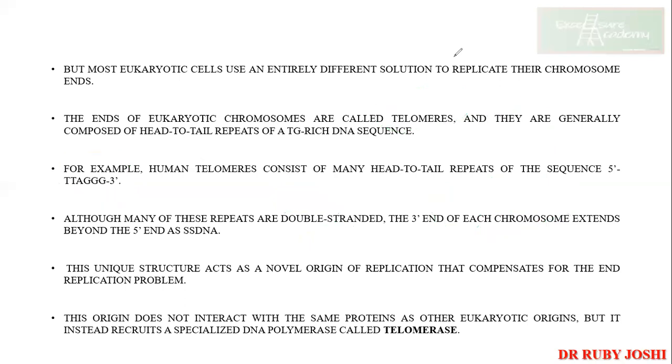So although many of these repeats are double-stranded, the 3' end of each chromosome extends beyond the 5' end. Why? Because of the telomerase. And it is nothing but repeats of TTA triple G. So that's why it is possible for the telomeres to protect the end of the DNA.